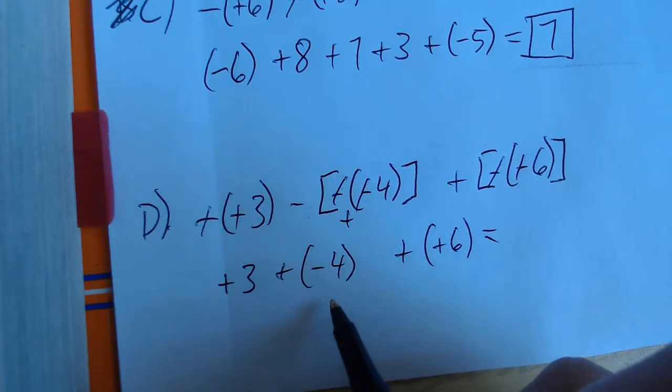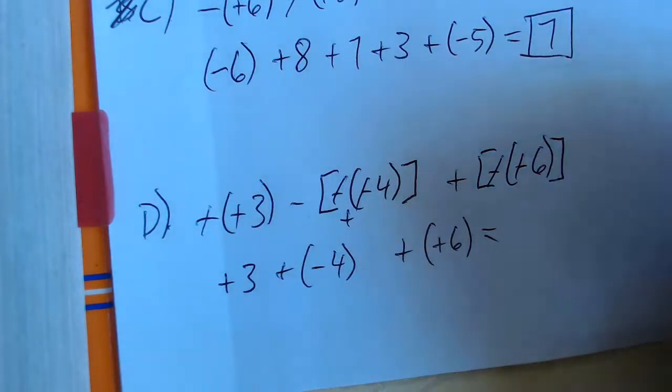3 plus negative 4 gives us negative 1. Negative 1 plus 6 gives us 5.